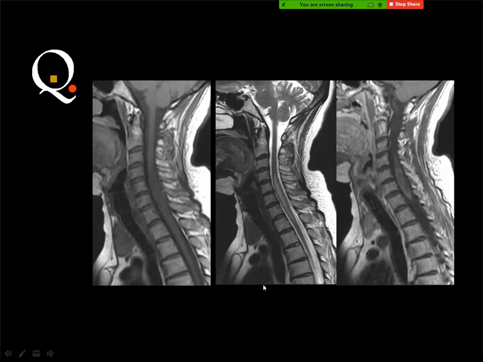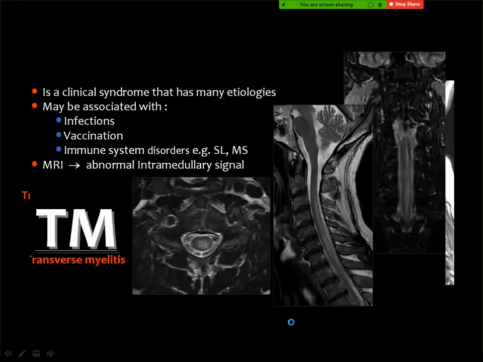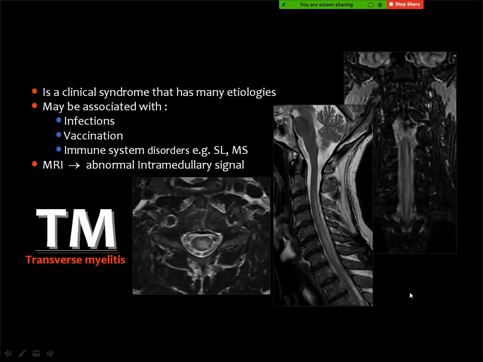Transverse myelitis. Yes, and this is transverse myelitis. Transverse myelitis can enhance. You know this fact. Transverse myelitis is an abnormal signal in the substance of the cord that can enhance. And transverse myelitis is not a diagnosis, it is a descriptive term for many underlying etiologies like infection, like ADEM, like MS, like neuromyelitis optica.